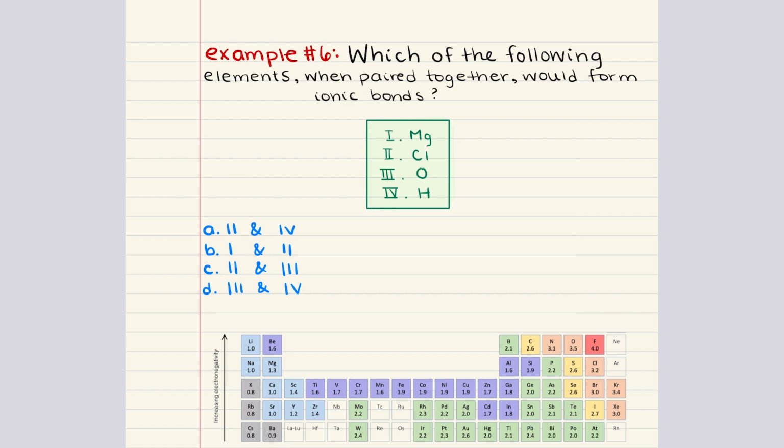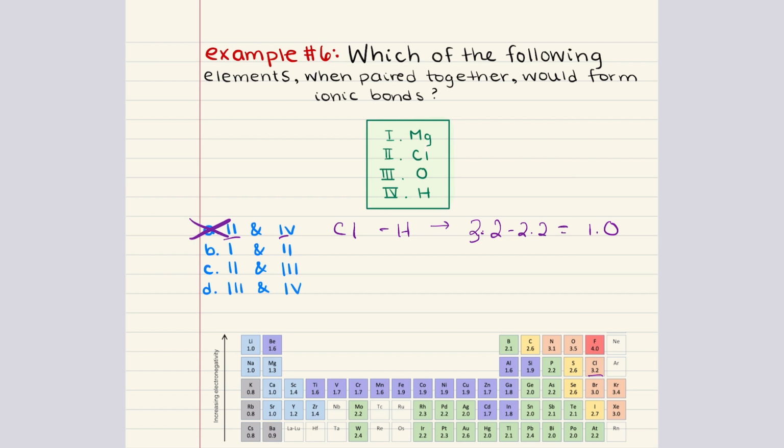Answer choice A says element 2 and 4. Element 2 is chlorine and element 4 is hydrogen. So we're going to take the electronegativity difference between chlorine, which is 3.2, and hydrogen, which is 2.2, and that gives us a difference of 1. Now, a difference in electronegativity of 1 falls in the range of polar covalent bonding. So this is not going to be an ionic bond. So A is not the correct answer.